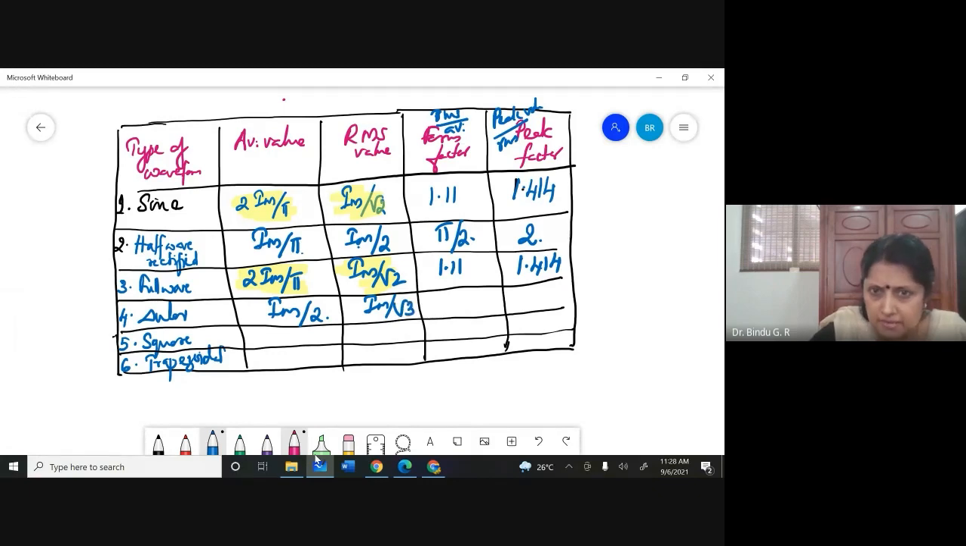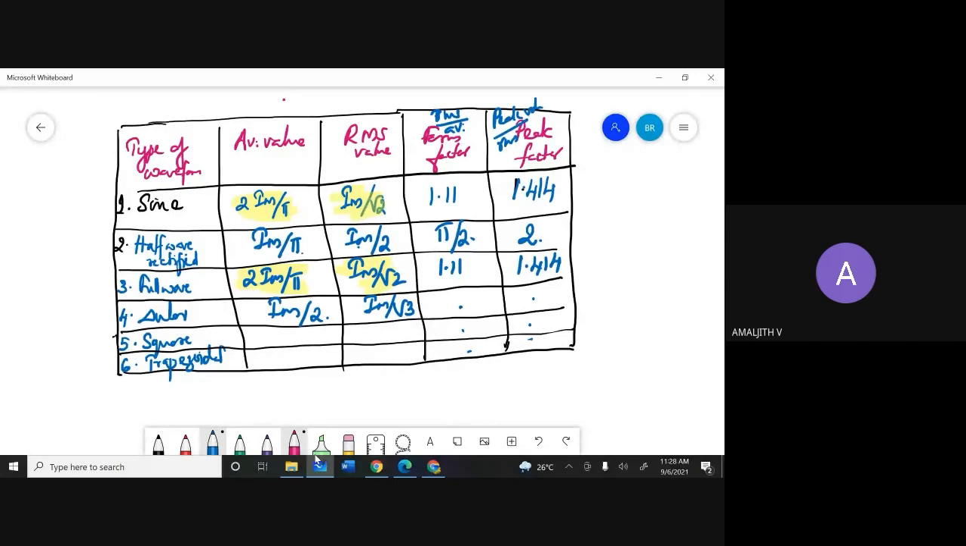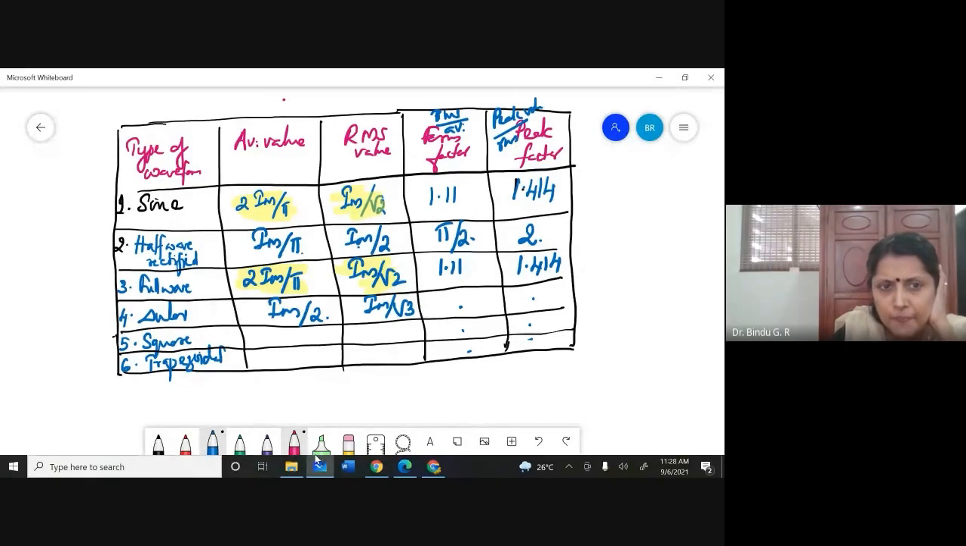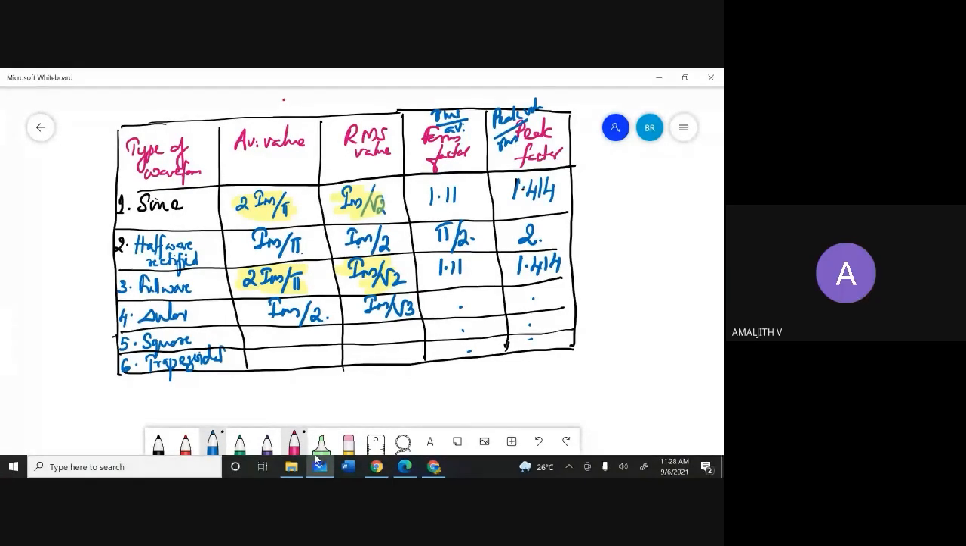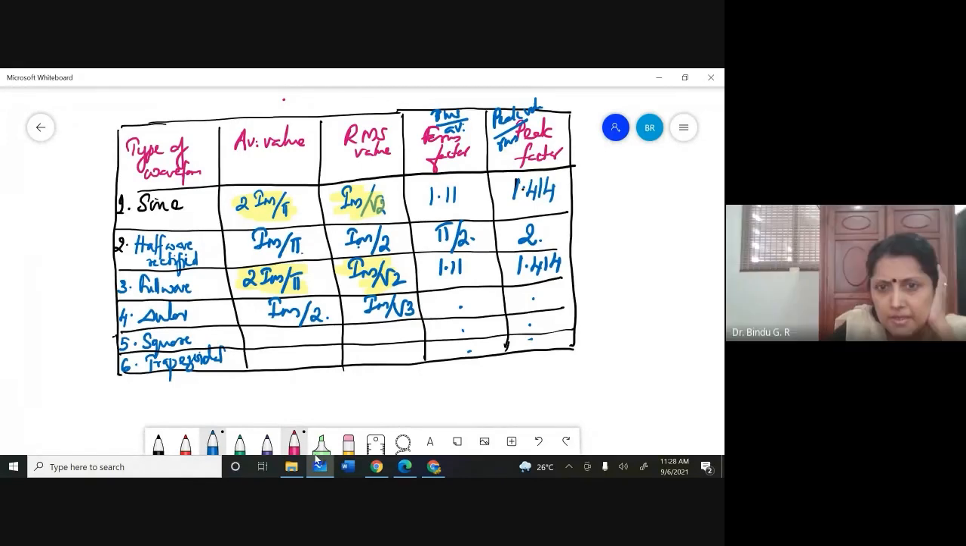Now I have left the others for you to find out. Just tell me what is the form factor here. Number 10, is number 10 present? Yes, ma'am. Can you calculate and tell me what is the form factor? Root 3 by 2. What is that value? Root 3 by 2, how much is that value? Someone please calculate.